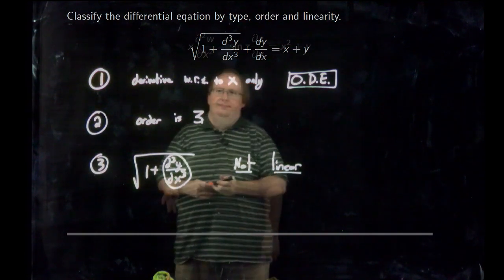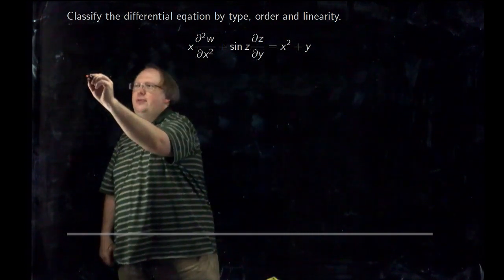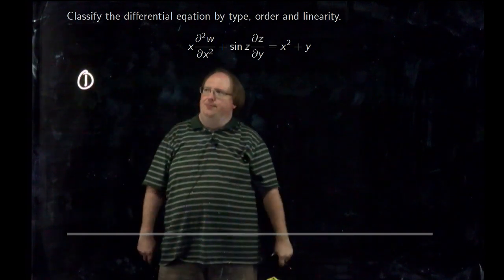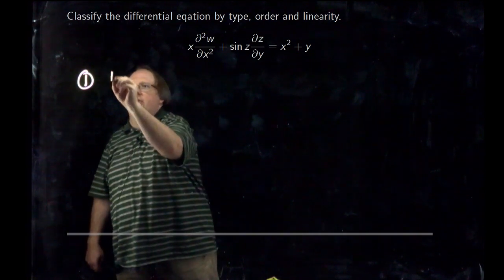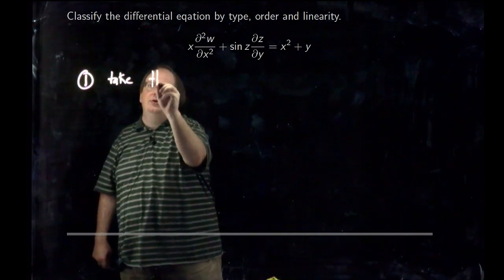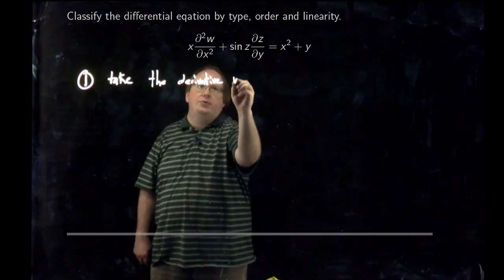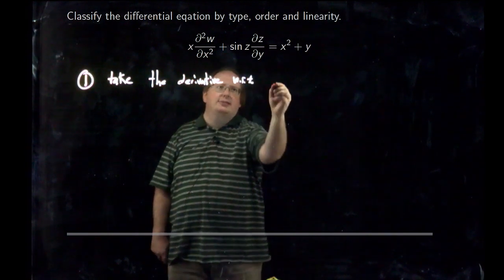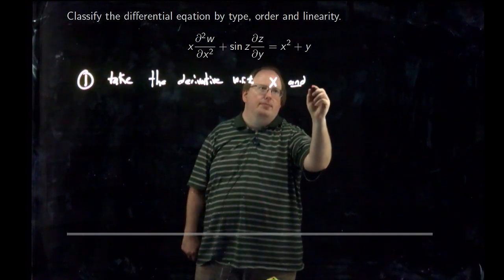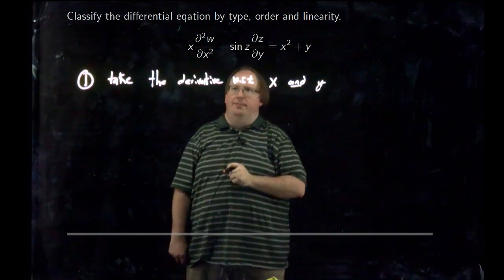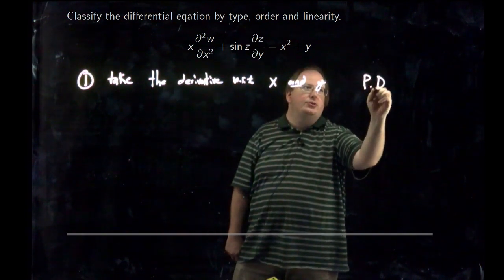We want to classify the differential equation by type, order, and linearity yet again. So let's go ahead and get started. The first one says, what is the type? Now you'll notice in this case that we're taking the derivative with respect to x and y. So that means this is going to be a partial differential equation.